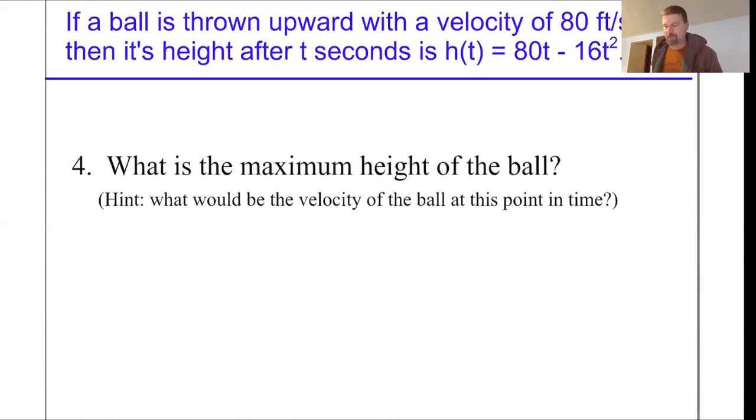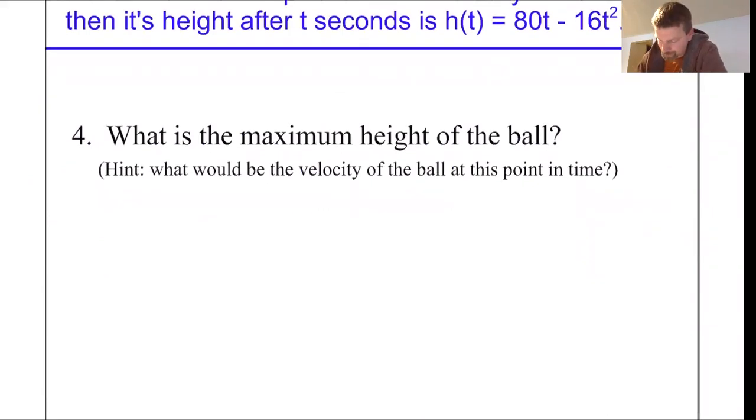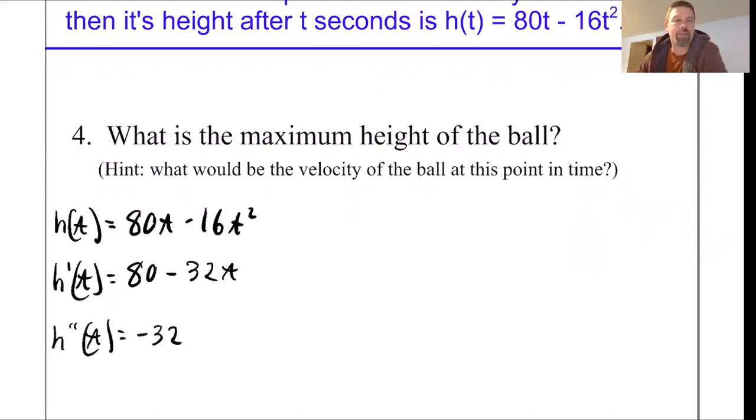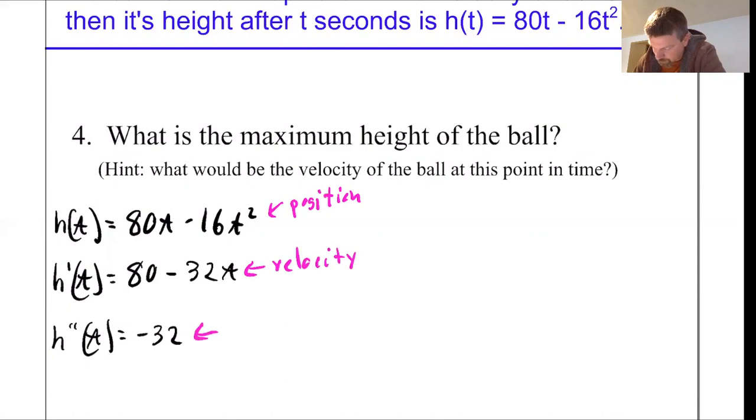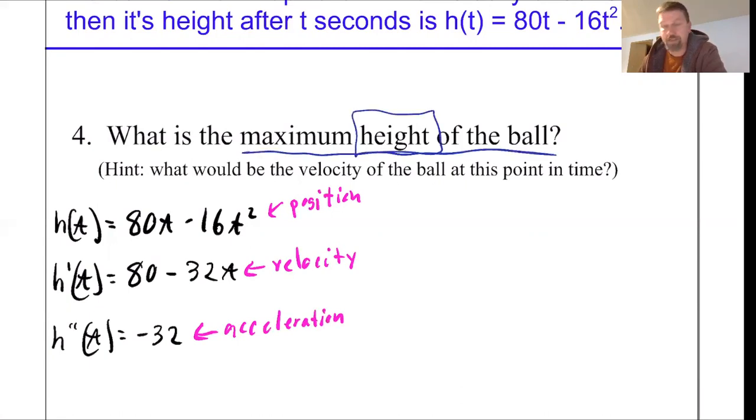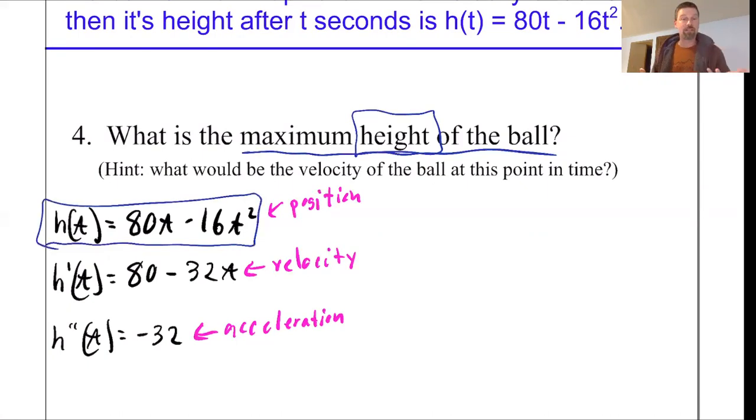Last is, what is the maximum height of the ball? Again, I'm going to write those 3 equations. We're going to need them here. So again, that first equation was a measurement of position. The derivative would be a measure of velocity, and the next derivative would be a measure of acceleration. This question is asking the maximum height of the ball. If it's asking about height, I am definitely going to want to use a position function because position gives me height, how high up in the air the ball is.